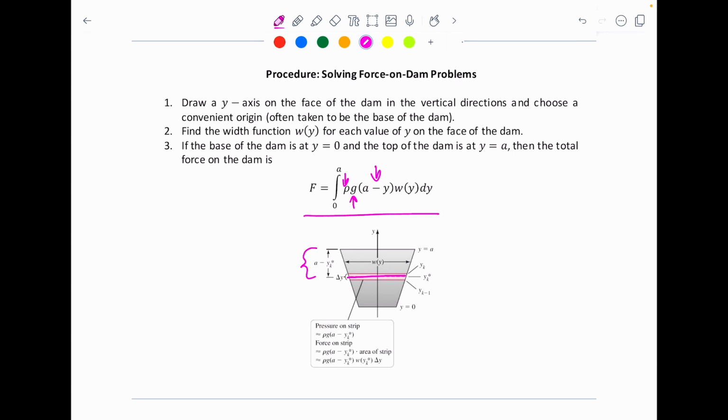And then, of course, the width of the dam. If you just have a dam that's very narrow, it's not holding back a lot of water, there's not a lot of pressure on it, so the total force on the dam is not going to be as high. And then we're going to have a function of the width. This width function typically, not always, but typically is going to vary from the top to the bottom. It's going to be different. So that's why we're calling it a width function.